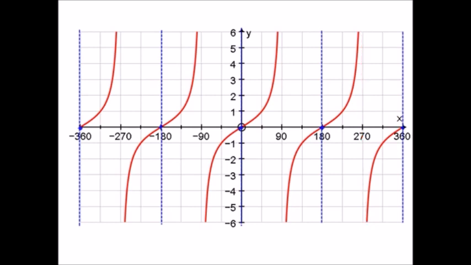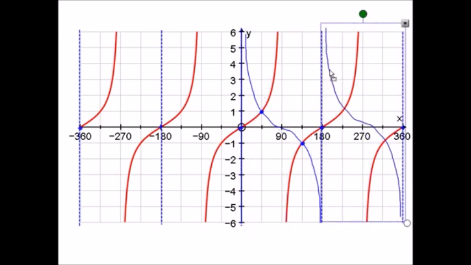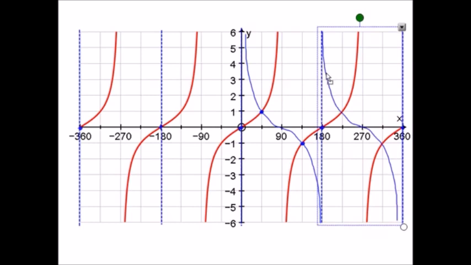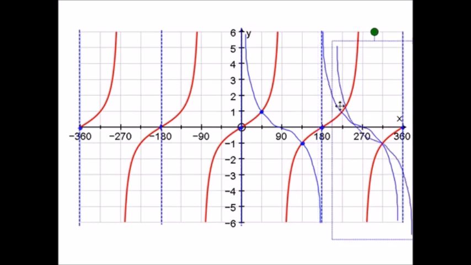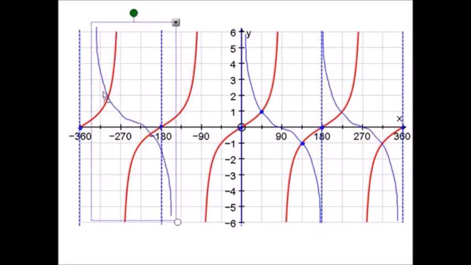Okay, so we have this. The tan and cot graphs will cross each other whenever y is equal to 1 or whenever y is equal to -1. So the cot graph looks like this. And you can see that distinctive pattern repeating itself.